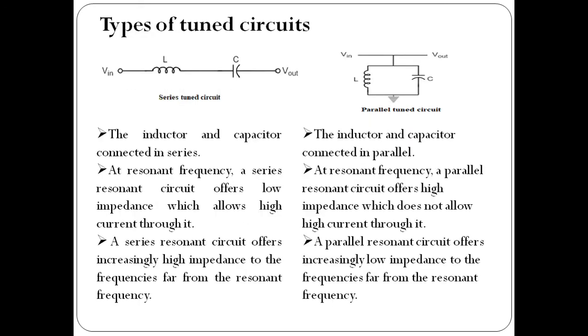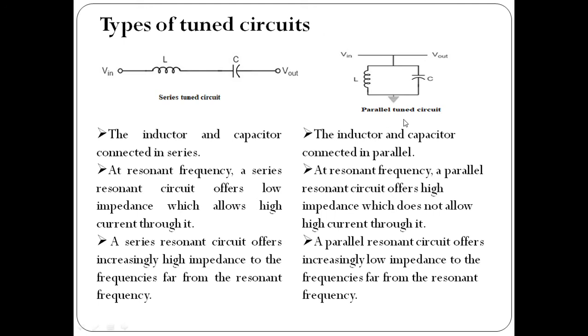Now let us see the types of tuned circuits. Tuned circuits can be classified into two types: one is the series tuned circuit, another is the parallel tuned circuit. In a series tuned circuit, the inductor and capacitor are in series. At the resonant frequency, this circuit offers a very low impedance, that is, it allows a high amount of current to pass through it, whereas it offers a high impedance for all other frequencies.